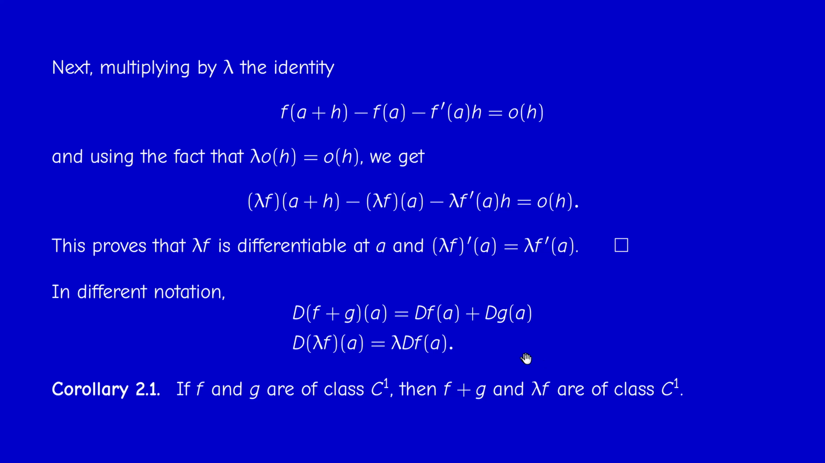Okay, and this is a property that we studied in topology. Whenever it's defined, the sum of two continuous functions is continuous, and the multiple of a continuous function is continuous.